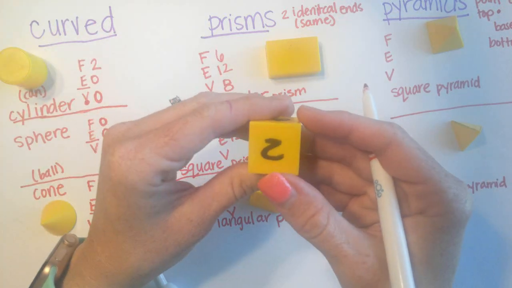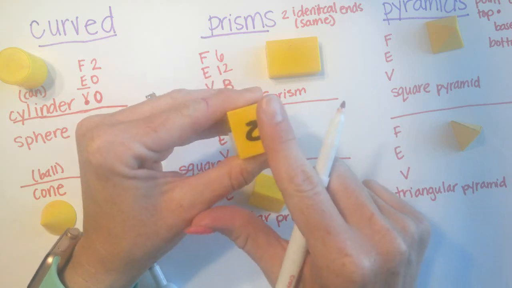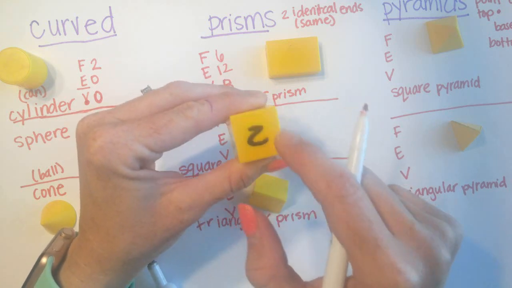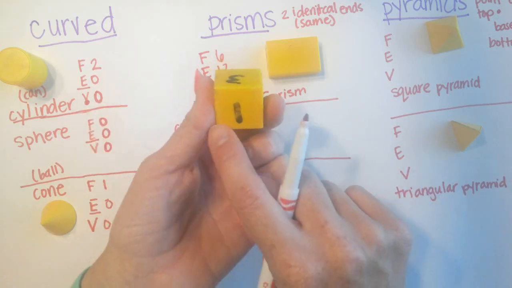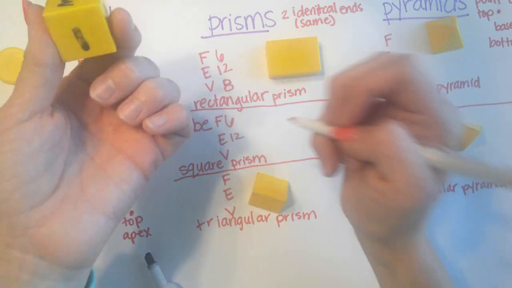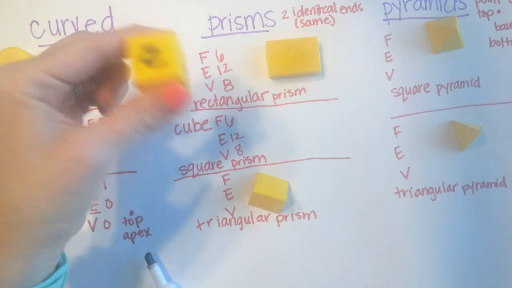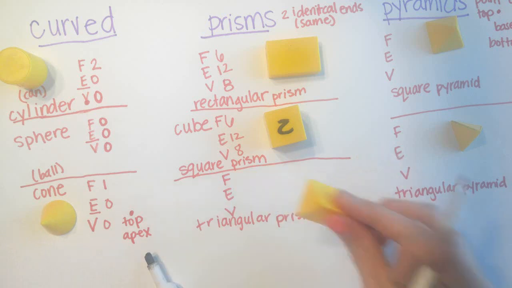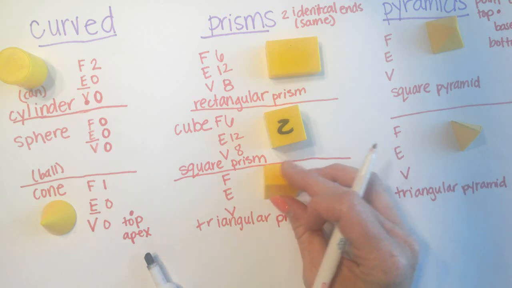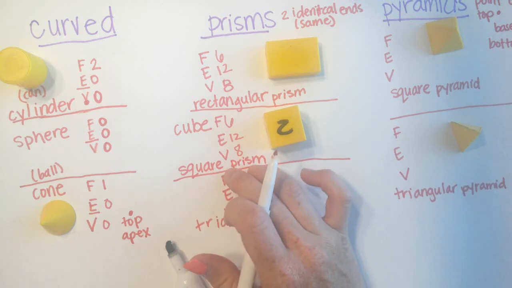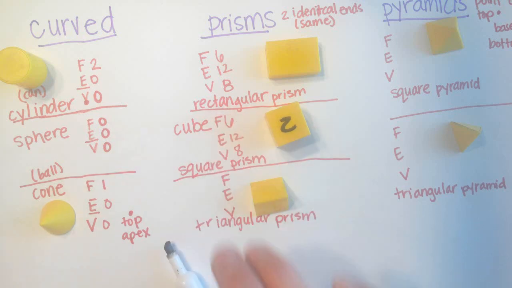And then again we look at our vertices, top and bottom. 1, 2, 3, 4, flip it over, 5, 6, 7, 8. So there are 8 vertices on a cube. Alright, so square prism, cube, and rectangular prism all have the same faces, edges, and vertices because they're all made of squares and rectangles.